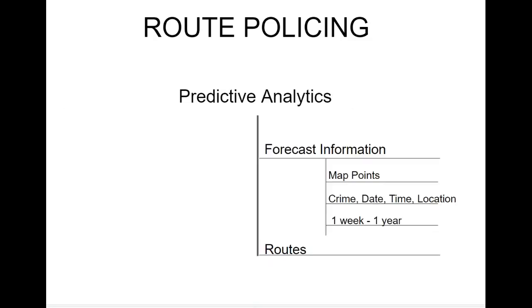Predictive analytics provides us with the most critical element in RAD policing, the forecast information that includes the type of crime, future date, time, and location of that specific crime. The routes are generated based on the crime forecast information. The platform then updates and makes the appropriate changes every 6 days.